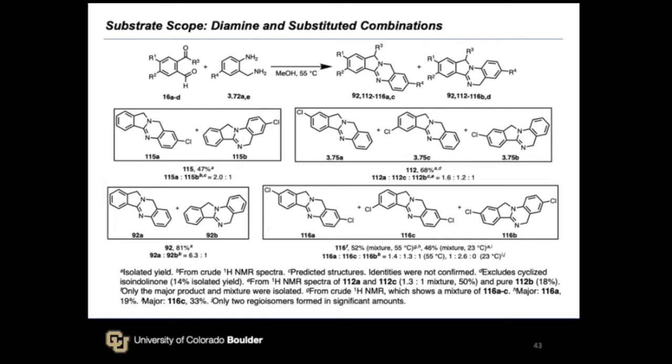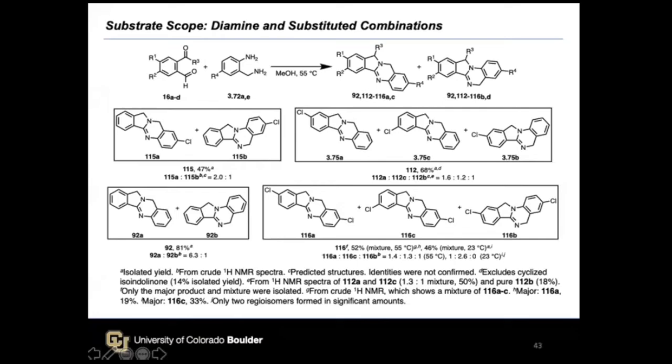We also investigated the combination of the 4-chloroorthothaldehyde plus the chlorinated diamine, which would give product mixture number 116. We found that the yield was similar to a combination of unsubstituted orthothaldehyde plus the chlorinated diamine, but slightly higher. And that was because of the aldehyde being more electrophilic.